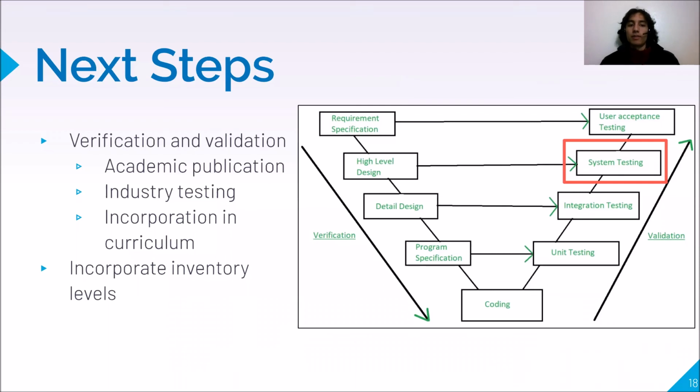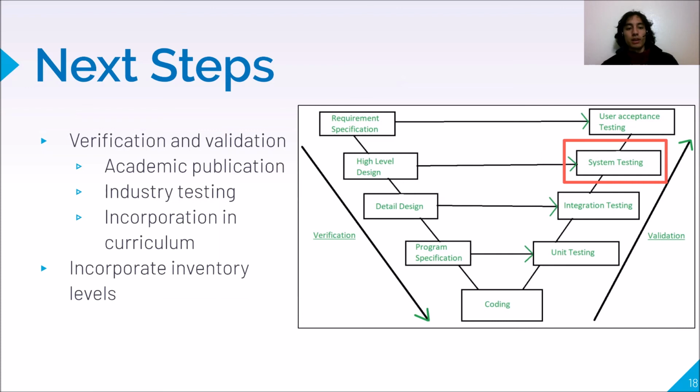Our next steps are verification and validation. We want to prove that our research methodology was sound, so we submitted our work for academic publication, where it was accepted by the Institute of Industrial and Systems Engineers. The next step was industry testing, where we implemented one of our models in a real-world environment to see how it'll perform over the next few months.